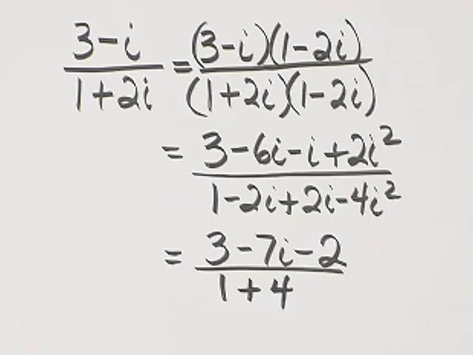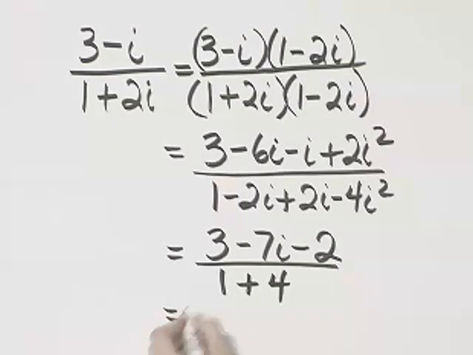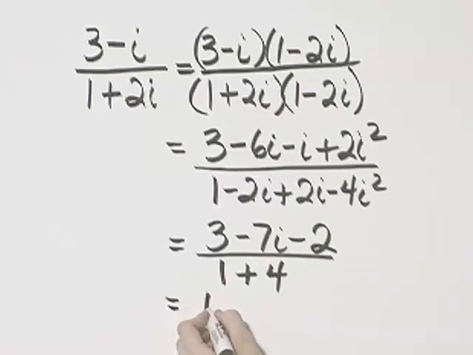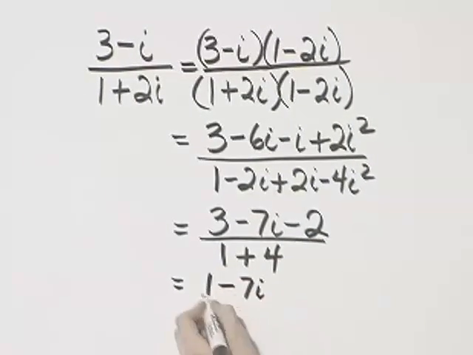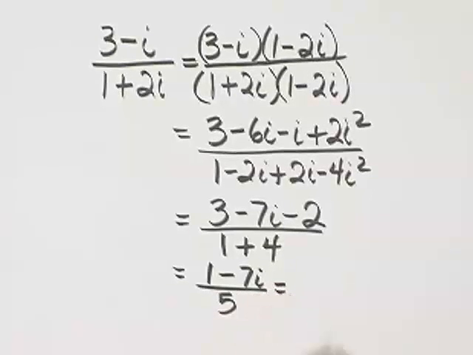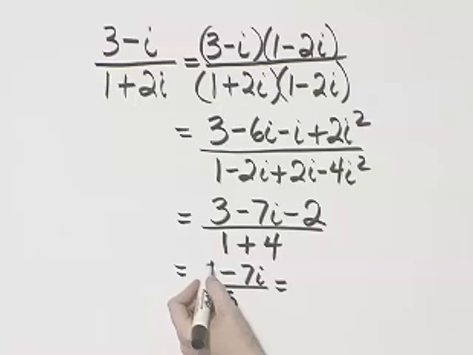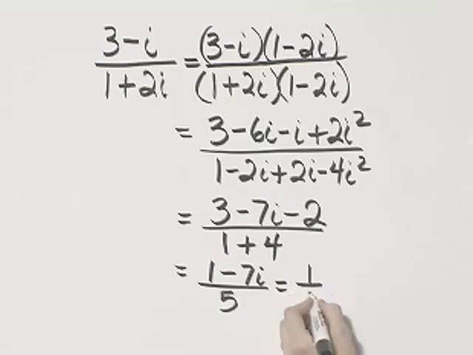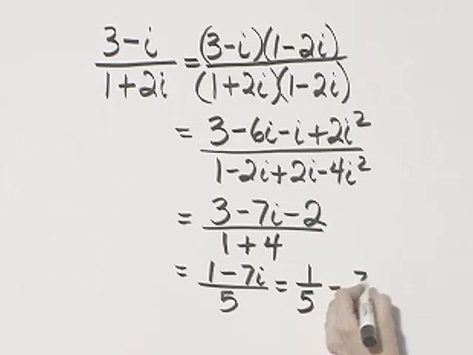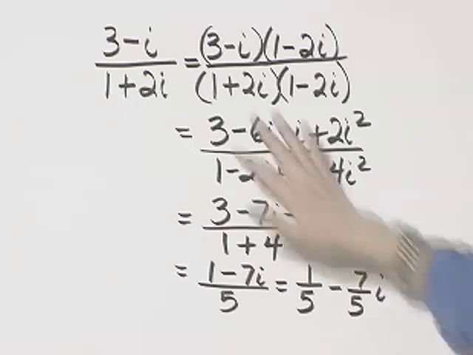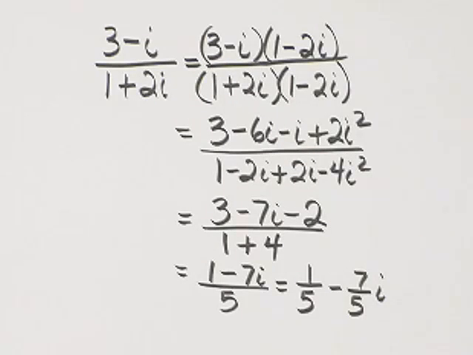So let's continue simplifying, and we have 3 minus 2, that is 1, minus 7i, all over 5. If I want to write it in the form a plus bi, or a minus bi in this case, I would write it as 1 over 5 minus 7 over 5 i. That's in the form a plus or minus, in this case minus, bi. And I have divided; the quotient is a complex number.